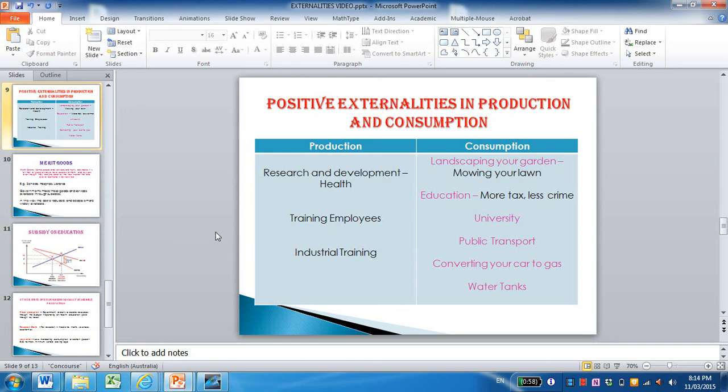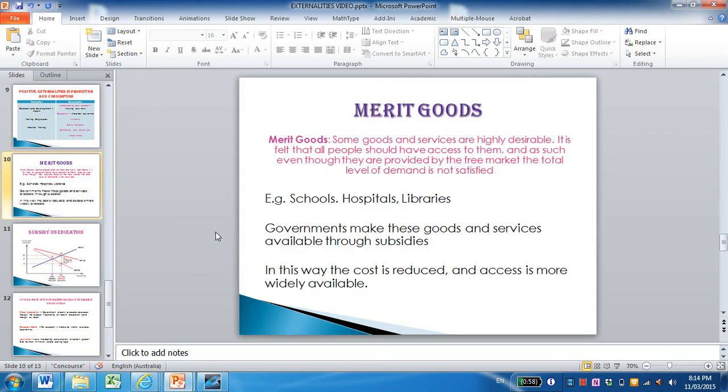There are other examples of positive externalities in consumption as well. Water tanks is another example, to try and prevent people from using water that's not theirs. So, merit goods. Merit goods are goods that will be provided in a free market, like education, but not at the efficient level. So they are under-allocated in the free market. The government subsidises these goods to reduce the cost and make them more widely available. They're not public goods. They will be provided in a free market, so there will be private schools, for example, but not at the efficient level.